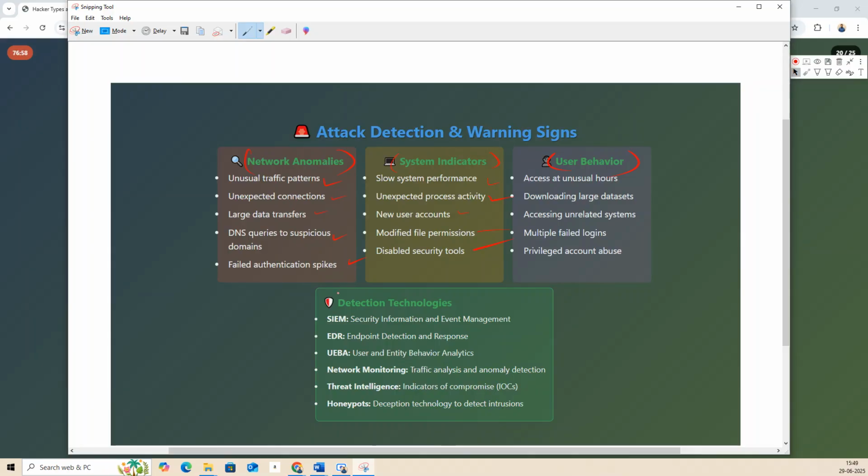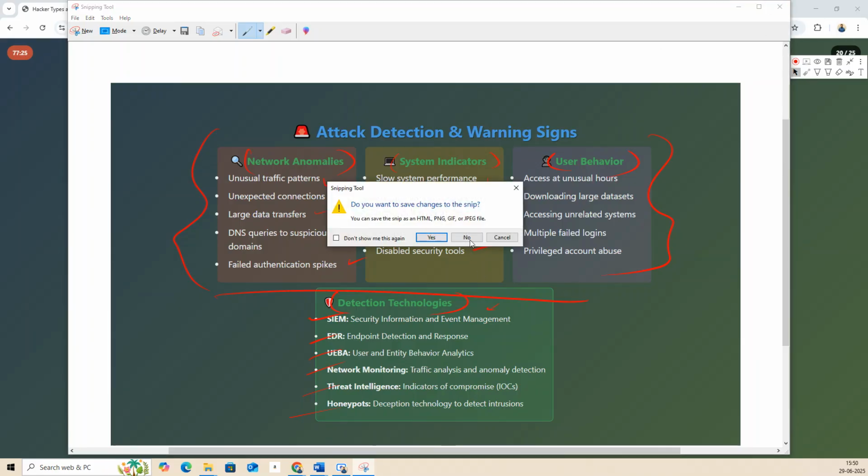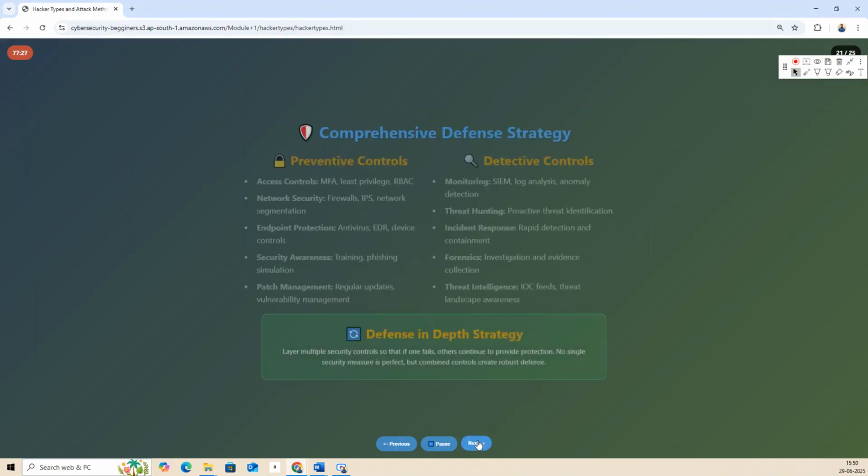Now, what are some of the detection technologies we can use to detect all these things? There is SIEM, which is security information and event management. We can also implement EDR, UEBA, network monitoring, threat intelligence, and honeypots. These are some of the things which you can implement to detect attacks.